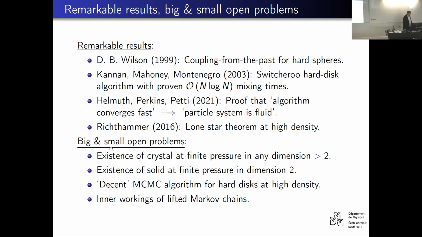Now I have a list of big and small open problems. The existence of a crystal at finite pressure in any dimension. So there was the discussion of dimension 24. Maybe, I think, if I understand discussions with my mathematician friends, maybe there's an inroad, and in a few years we'll have a first theorem in dimension 24, where somebody will prove, I know who it's going to be, that we relax the box a little bit and we still have a crystal. That would prove the existence of a phase transition in a hard sphere system.